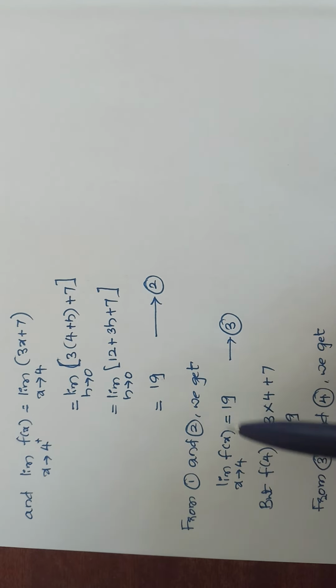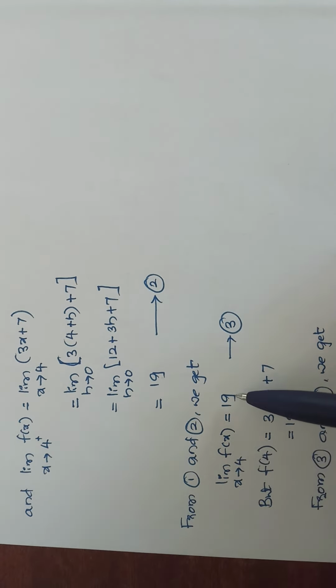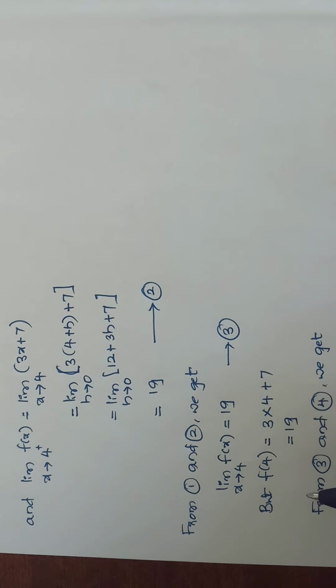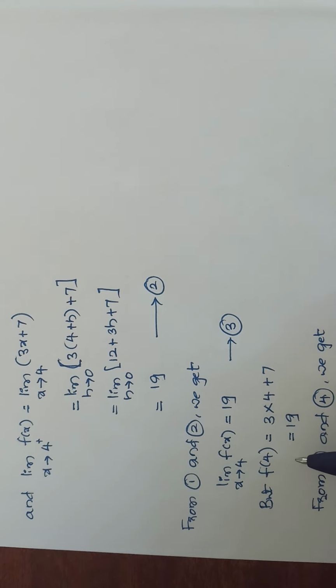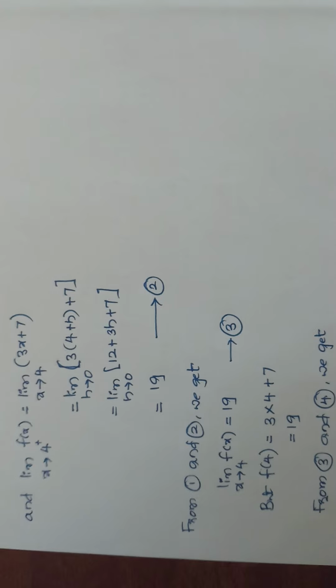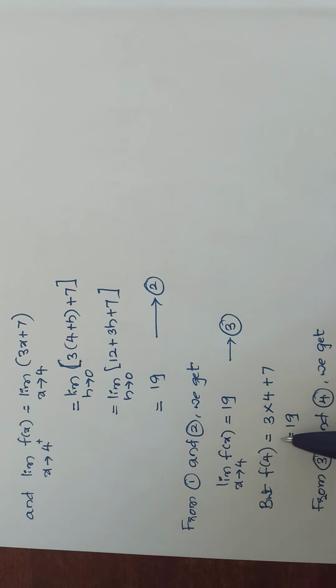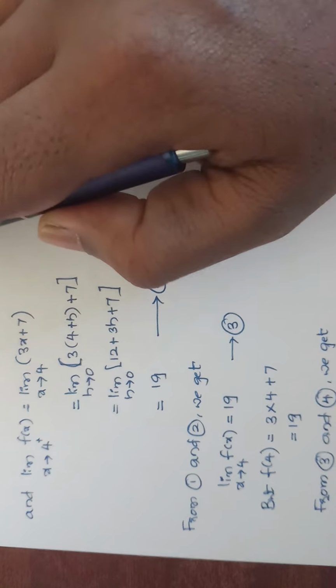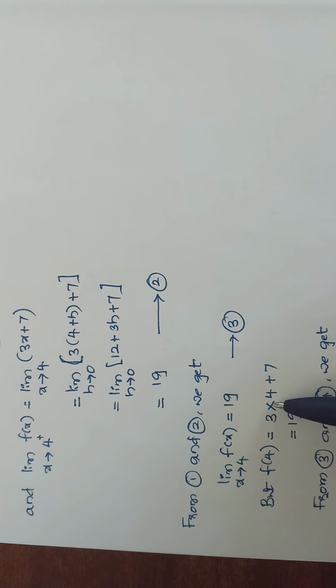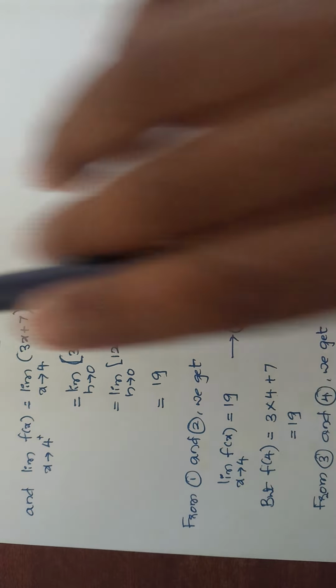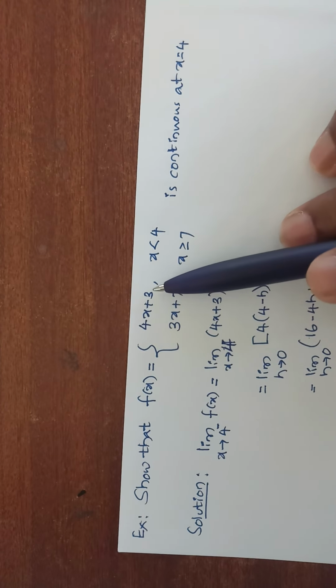Then we can write from equation 1 and 2, limit x tends to 4, f of x is equal to 19. So now let me check the value of the function, that is f of 4. Any value from here or here, you substitute x is equal to 4, then you will get 19. Taking 3x plus 7, that is 3 into 4 plus 7, then it will become 19. If you substitute here also, then you get 4 into 4, 16 plus 3, 19.